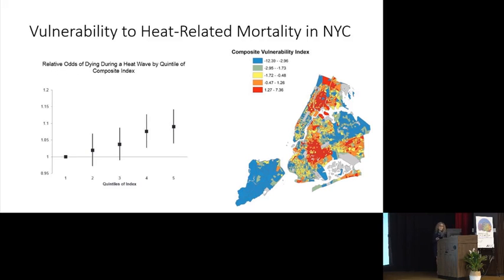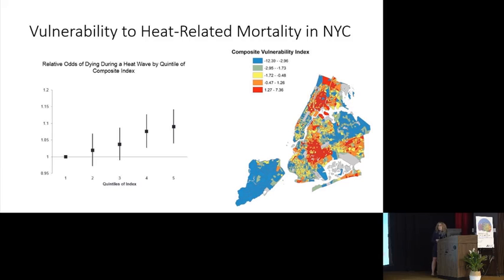Using that combined index score, we then showed that if you live in one of those red areas in the highest quintile of heat vulnerability, you had about 10% higher odds of dying during a heat wave than if you lived in a low vulnerability area. And this index has since been validated on more recent years of death data that was not used in our study.